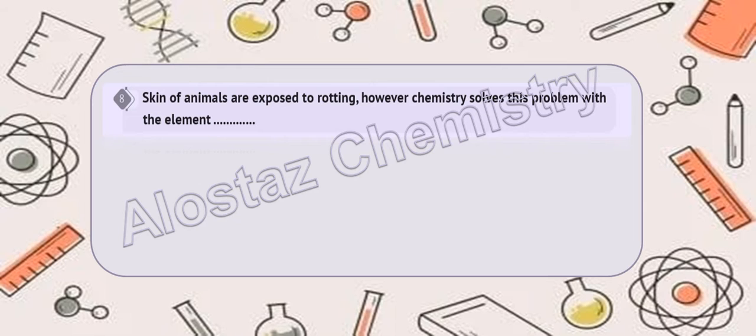Question 8 says that the skin of animals is exposed to rotting. It means it becomes destroyed. However, chemistry solves this problem with an element. Okay, how do we prevent the rotting of what? Of the skin or the leather of the animals. We have our choices here: using sodium, helium, one of the groups present in group 6B, we mean chromium, and one in group 1B, we mean what? We mean copper.